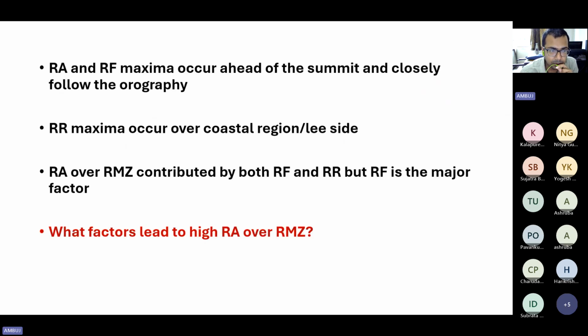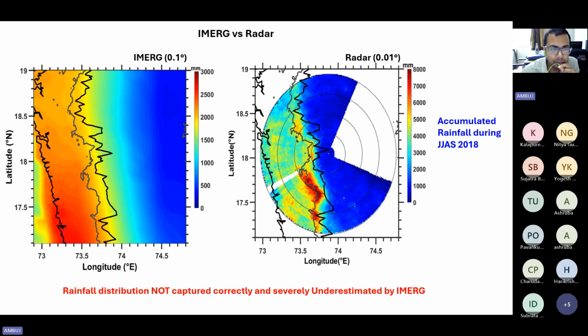So, there are mainly two factors. Rainfall over the Western Ghats is mainly modulated by two factors: first is orographic lifting and second is diurnal heating. However, here I first want to give a comparison of radar rainfall with IMERGE rainfall. You see here, the IMERGE rainfall is available at 10-kilometer resolution, while the radar rainfall is at 1-kilometer resolution.